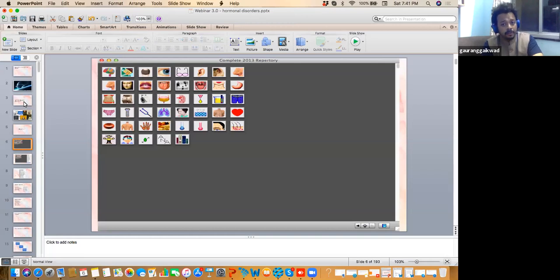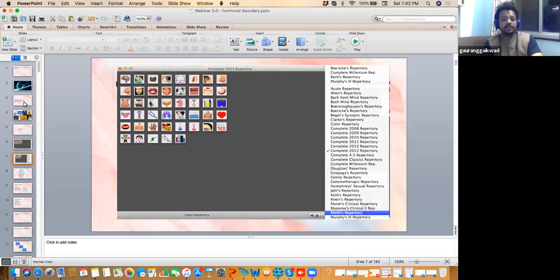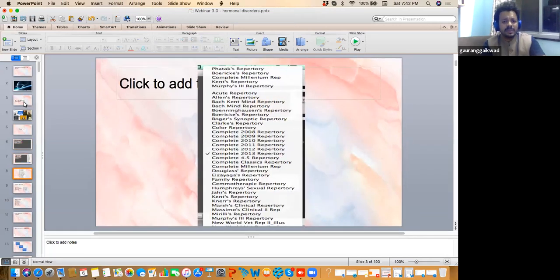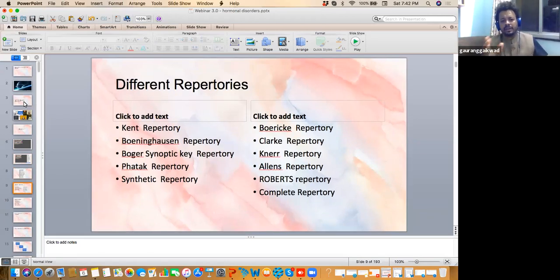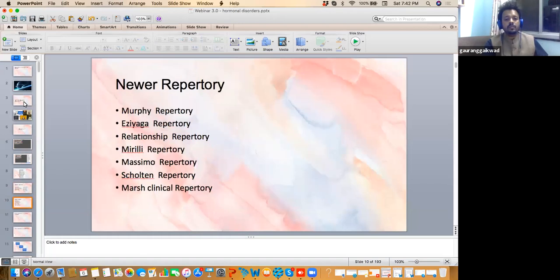A very popular repertory is Complete Repertory, which is known as the biggest repertory. And as we speak, there are many, many repertories: Kent Repertory, Bonninghausen, Boger Synoptic Key, Phatak, Boericke Repertory, Clarke Repertory, Nash Repertory, Allen's Repertory, Complete Repertory. And there are many newer repertories also, like Murphy Repertory, Synthesis Repertory, Relationships Repertory, Mirilli's Repertory, Massimo, Shorten Repertory. So you can imagine the world is full of repertories if you really want to analyze.